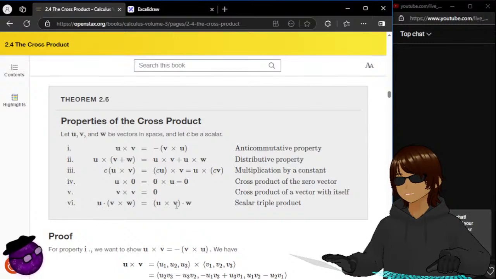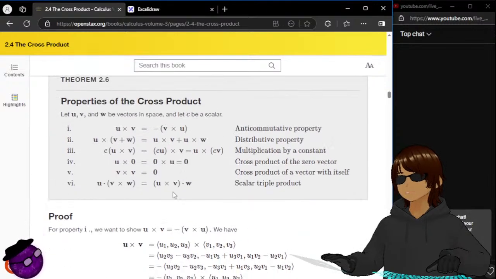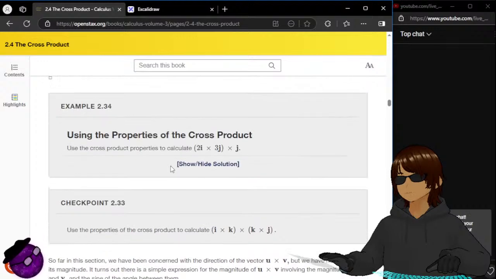And then the dot product. Wait, hold on. So u dot (v cross w) is (u cross v) dot w. Okay, the cross product can be quite confusing.